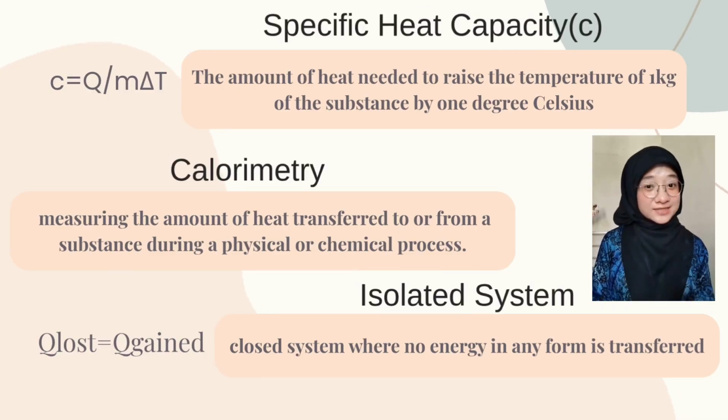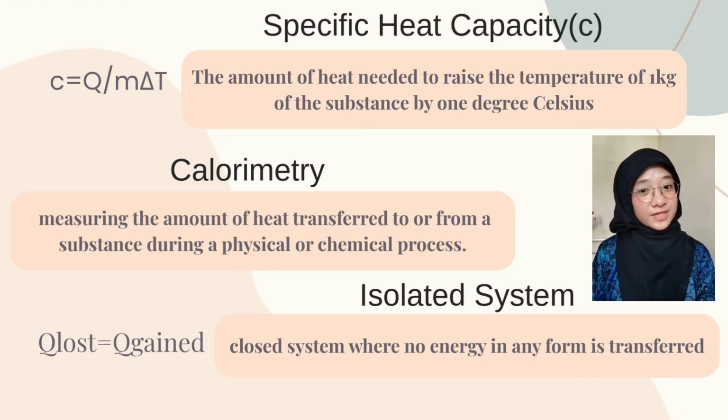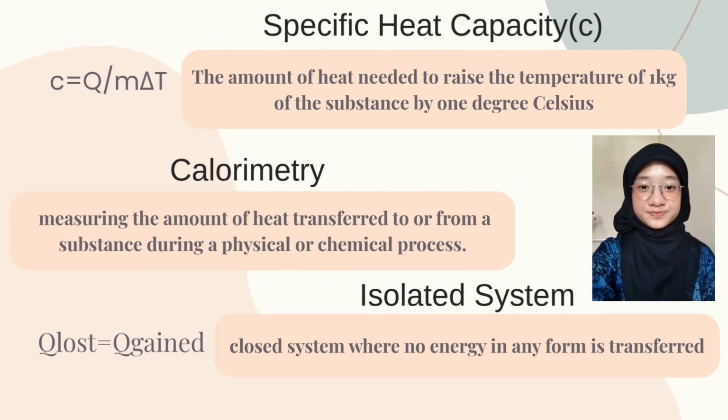So let's move on to the next term, which is specific heat capacity. So what is specific heat capacity? Specific heat capacity is the amount of heat needed to raise the temperature of 1 kg of a substance by 1 degree Celsius. The formula of heat capacity is C equals Q, which is the heat energy, divided by the mass and also the difference of the temperature.